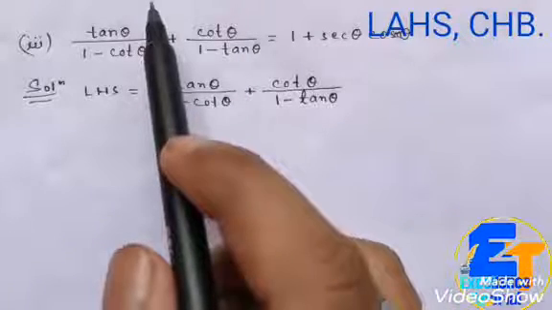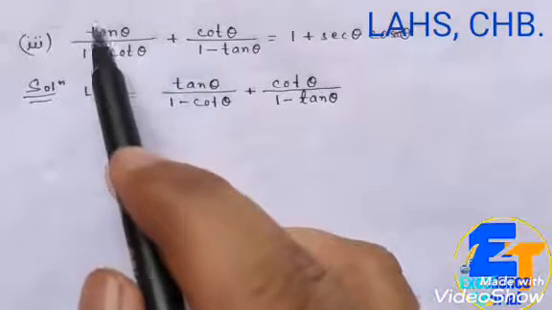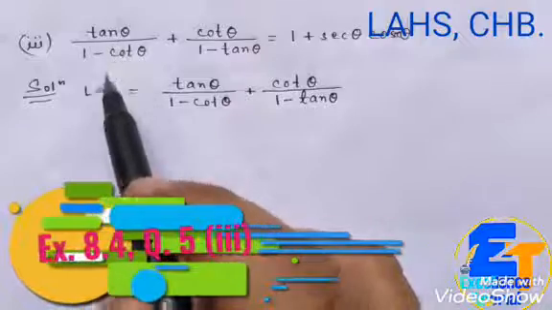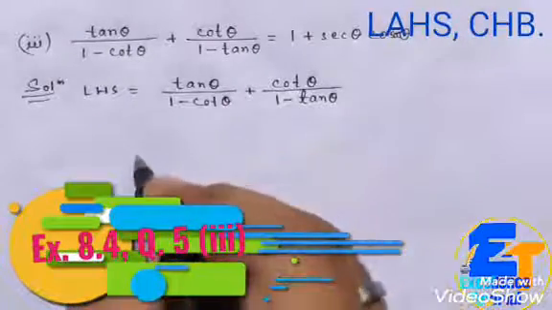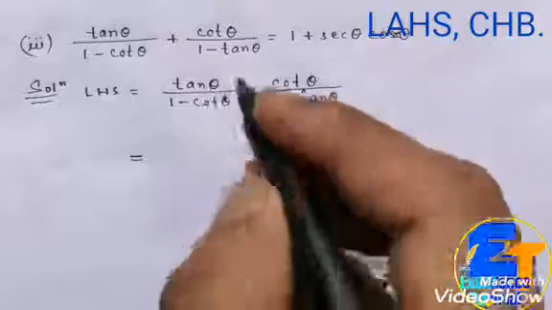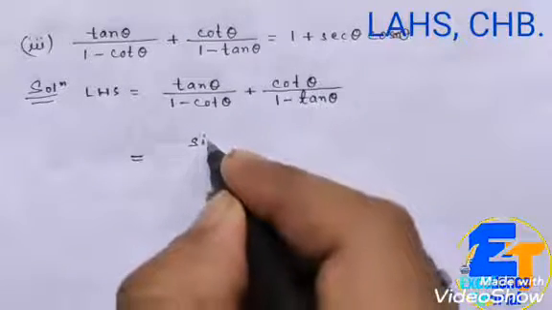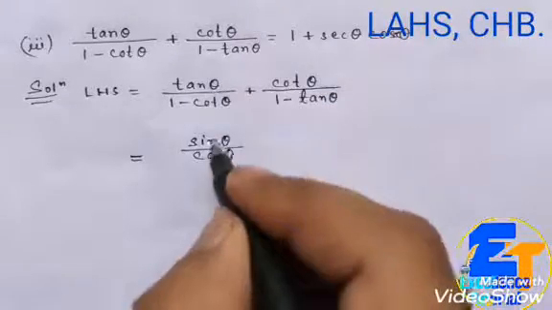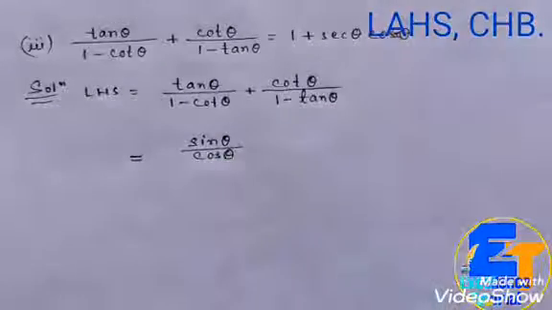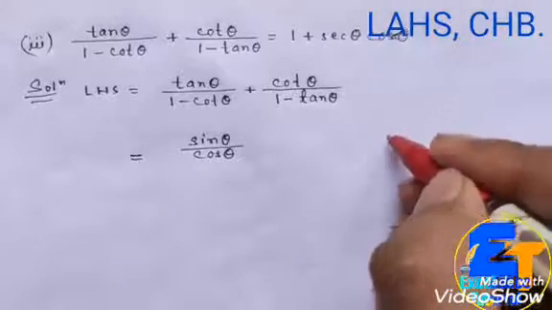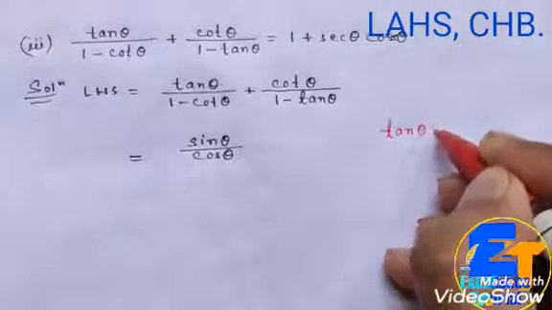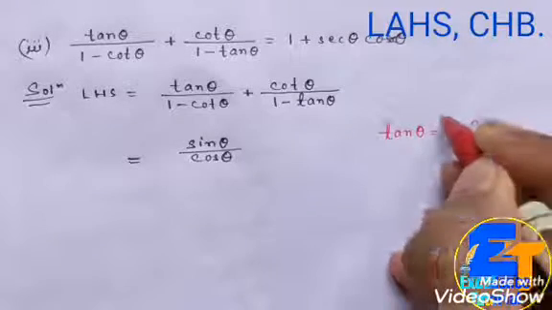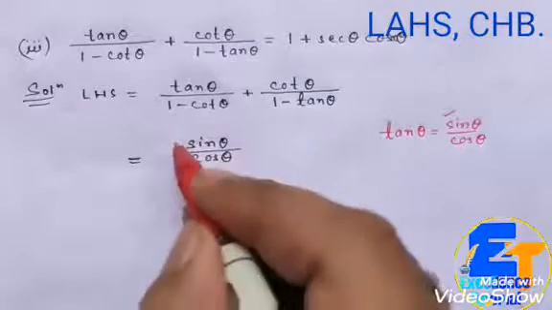Whatever trigonometric ratio is given on the left hand part, we are going to express in terms of sine and cos. So see here, tan theta can be expressed as sin theta by cos theta. See, instead of writing tan theta, I have written sin upon cos, because as you know, tan theta is equal to sin theta by cos theta. So this relation we applied here.